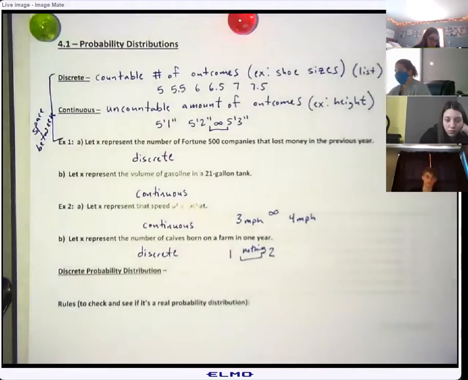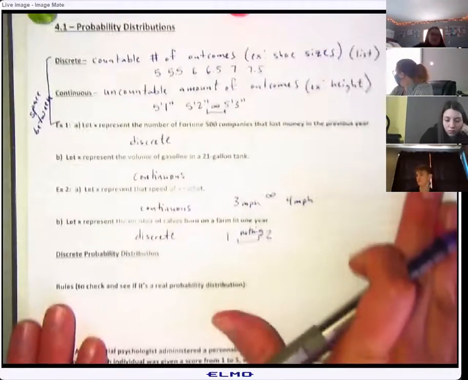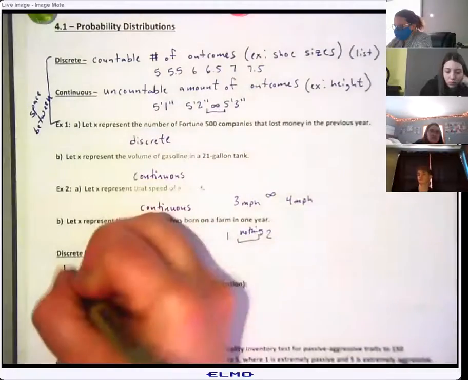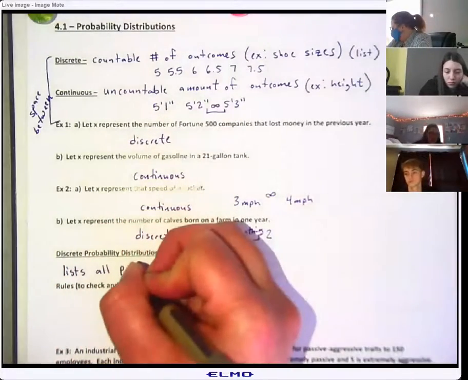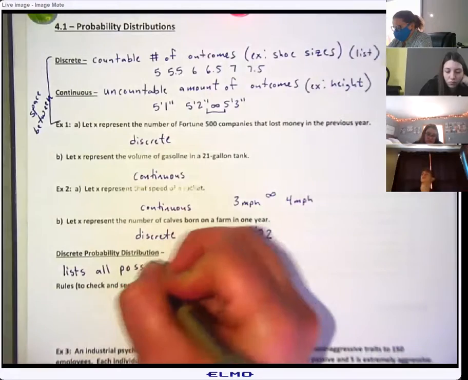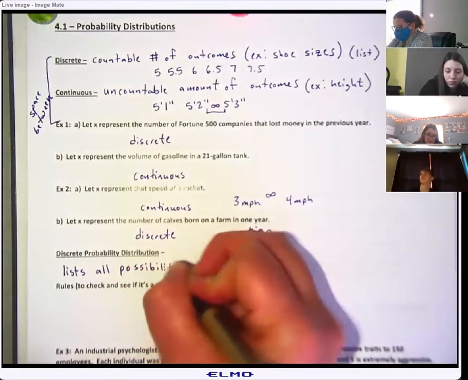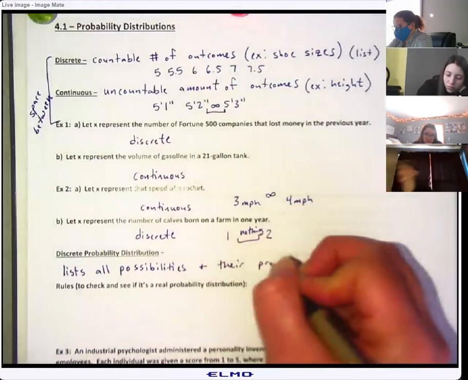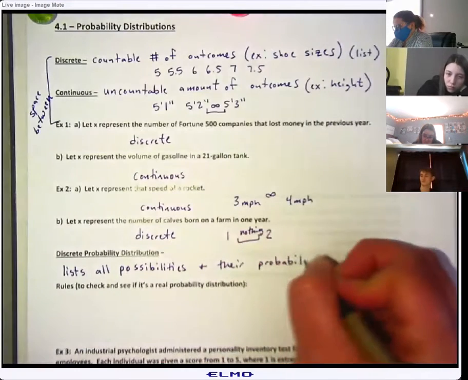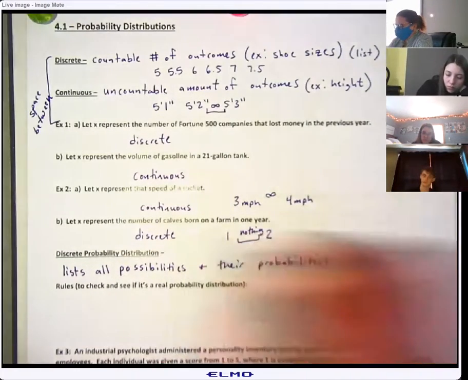All right, a discrete probability distribution. It lists all possibilities and their probabilities. Oh, and it's a chart.